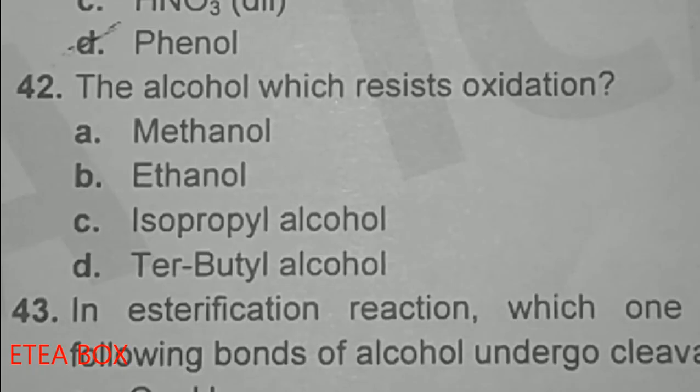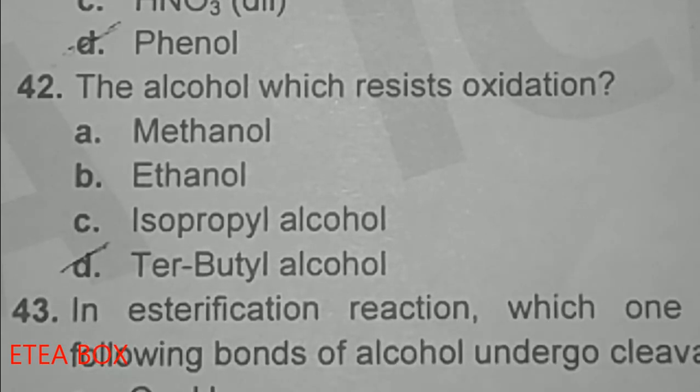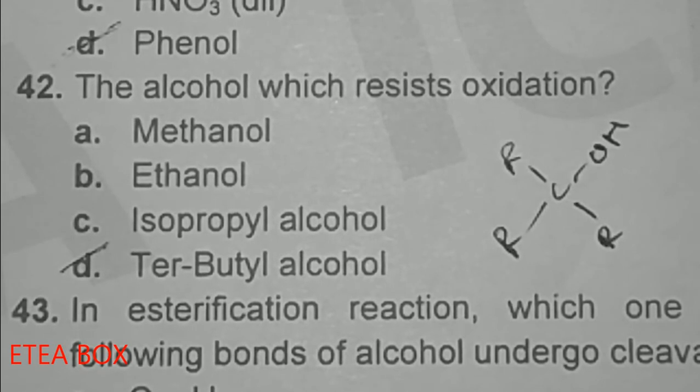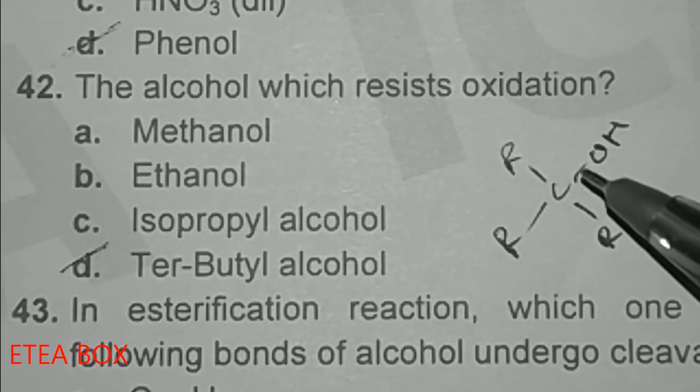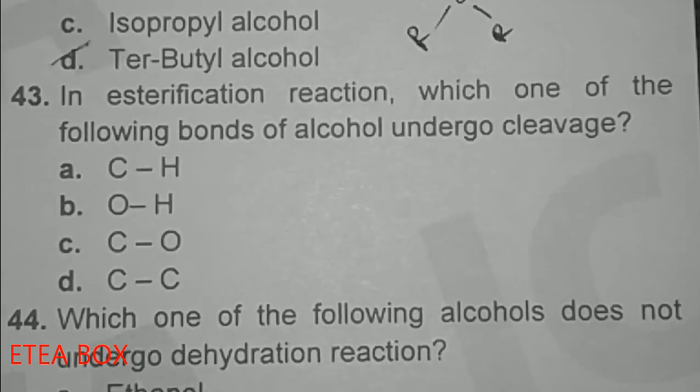The alcohol which resists oxidation is tertiary butyl alcohol, because this alcohol does not have hydrogen. Look, this one is the tertiary alcohol. This carbon does not have a hydrogen directly attached to it, so it will not undergo oxidation. So option D is the correct one. For oxidation, this carbon must have hydrogen.